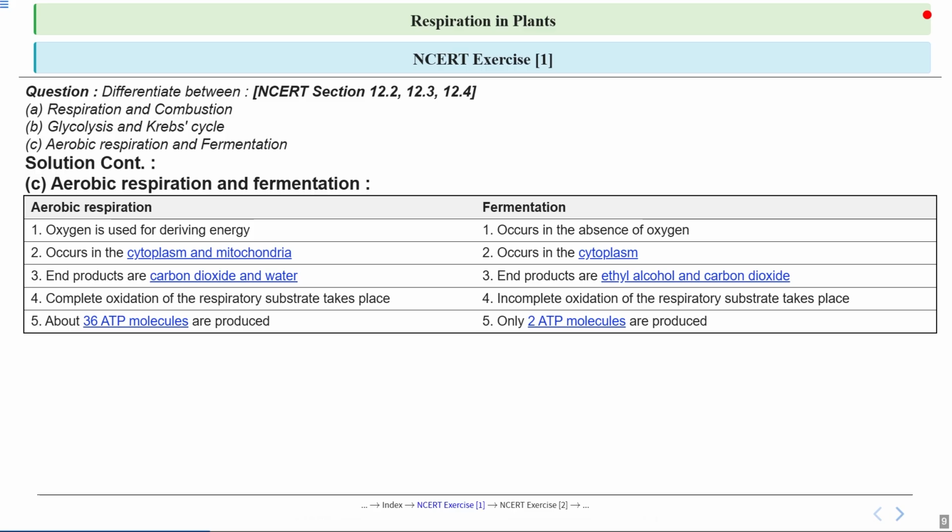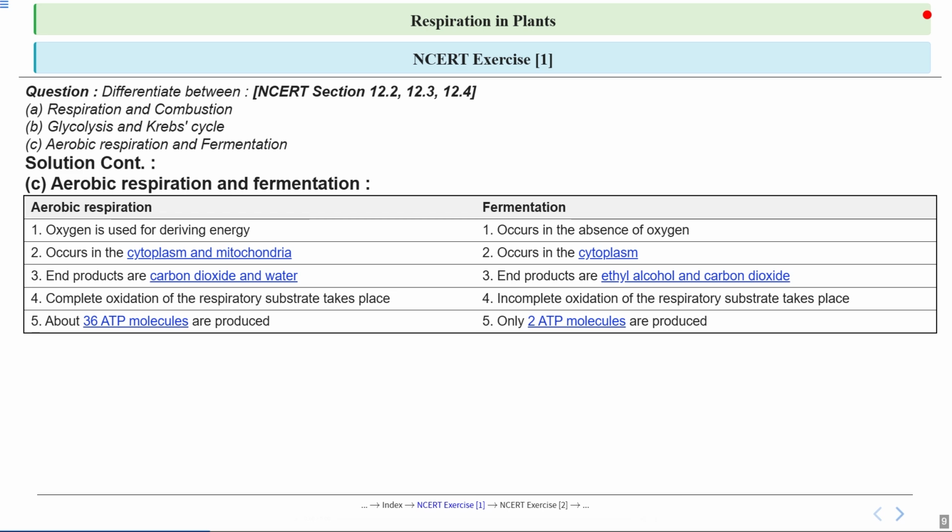If we talk about fermentation, it occurs in the absence of oxygen. So either alcoholic fermentation or lactic acid fermentation takes place in absence of oxygen. Aerobic respiration, what is the location? It occurs in cytoplasm and mitochondria. That is, glycolysis takes place in cytoplasm, Krebs cycle in mitochondrial matrix, and then we have ETC and oxidative phosphorylation in inner mitochondrial membrane. If we talk about fermentation, the only process that is common for both aerobic respiration and fermentation is glycolysis, which takes place in the cytoplasm.